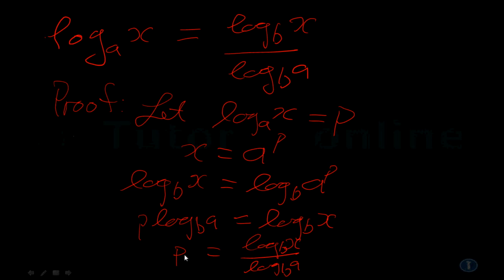But we defined p in the beginning of our proof as the log of x to the base of a. In other words, this is also equal to the log of x to the base of a. So we have proven that the log of x to the base of a is equal to the log of x to the base of b divided by the log of a to the base of b. That is quite a powerful tool we can use to solve problems.